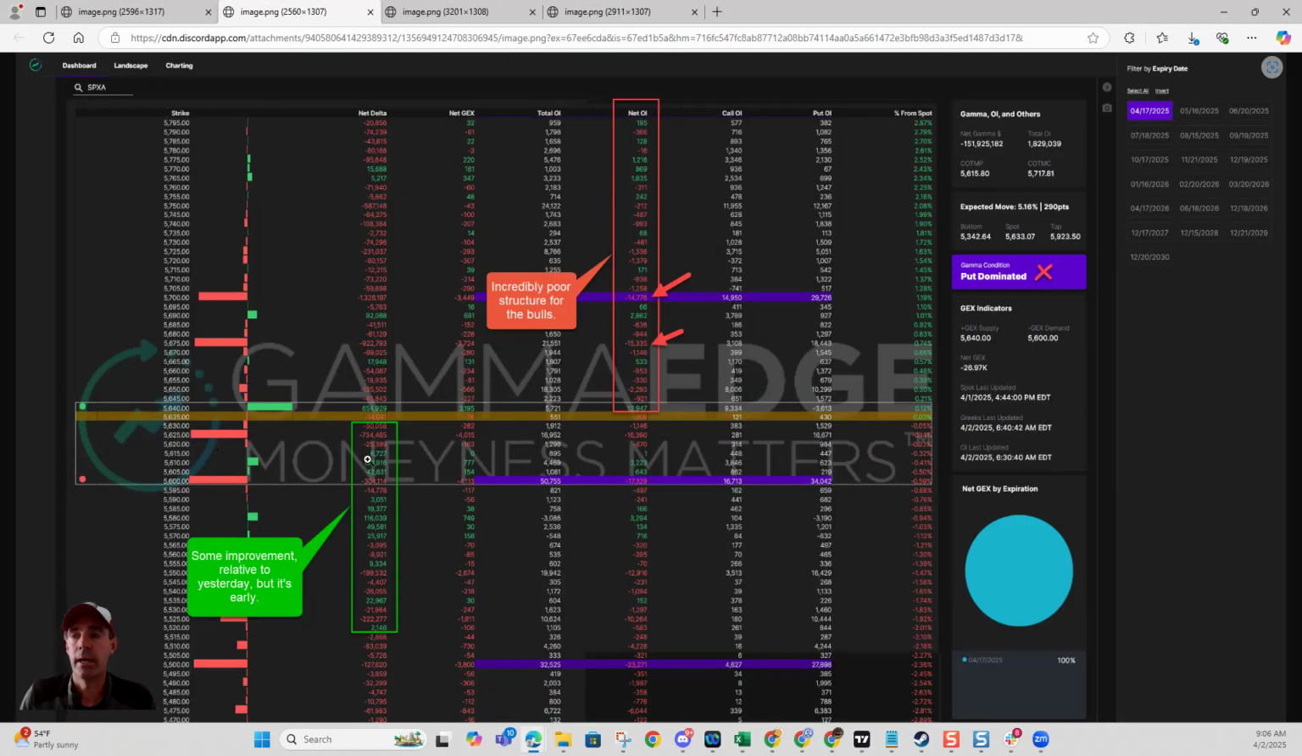Heading into our SPXA, this is what we call the cruise ship. These are our quarterly and monthly expiries. These are institutional positioning in the options market. So these are very large notional value. We continue to be put dominated above and below spot price. As you can see, and we talked about this, the structure here is incredibly poor for the bulls, and that would be some price appreciation.